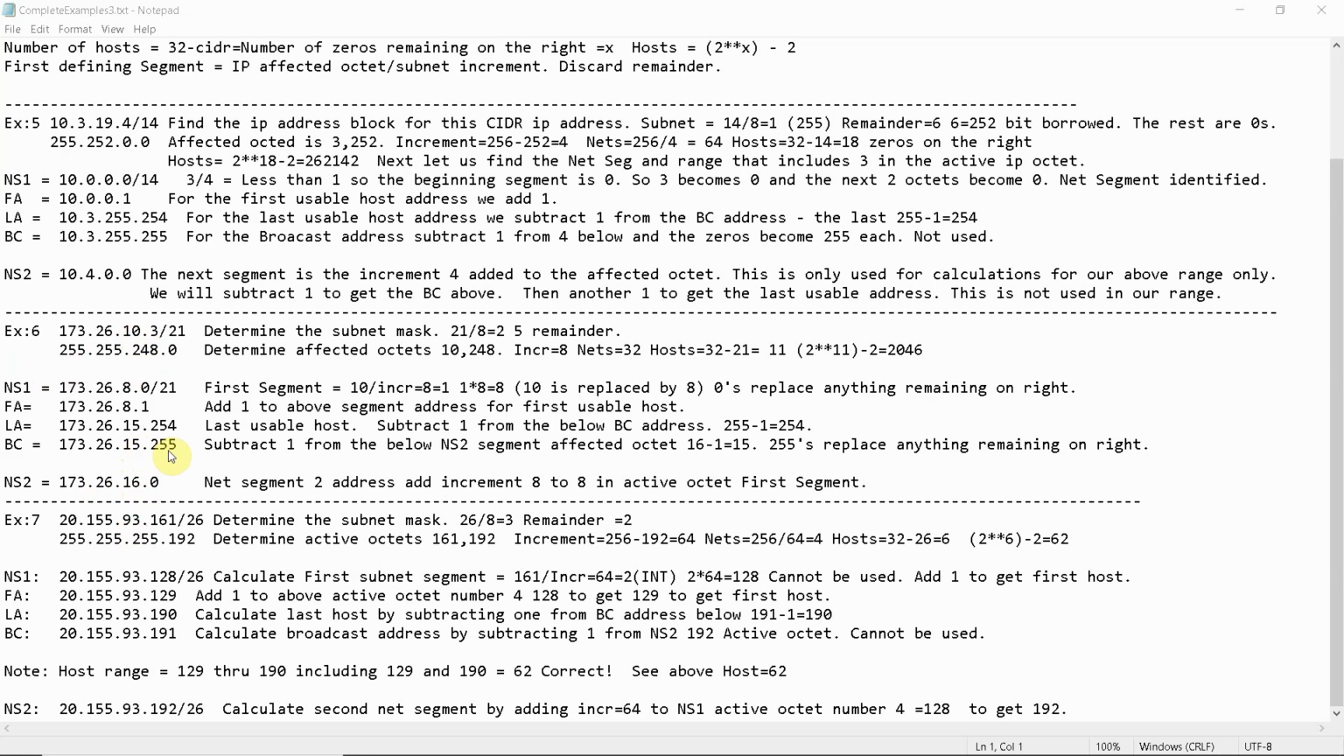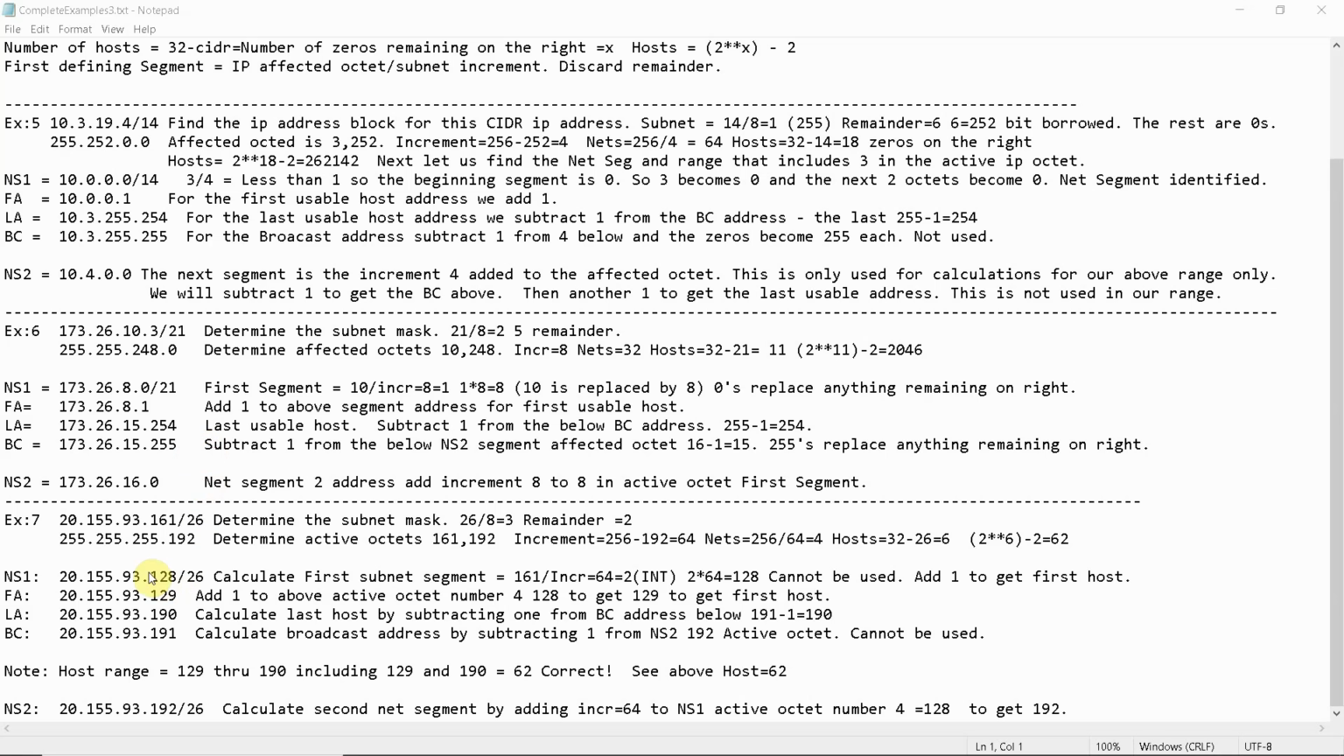And the 0 becomes 255. We subtract 1 from 255, and we get 254. Again, we're done with this. We've got our first address, our last address, and our broadcast address.